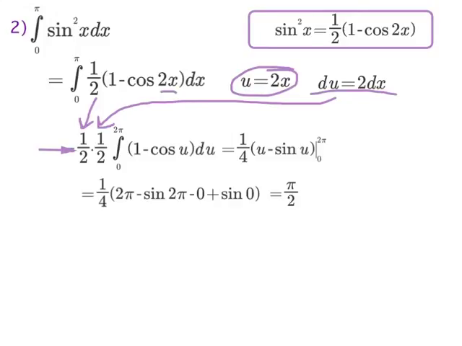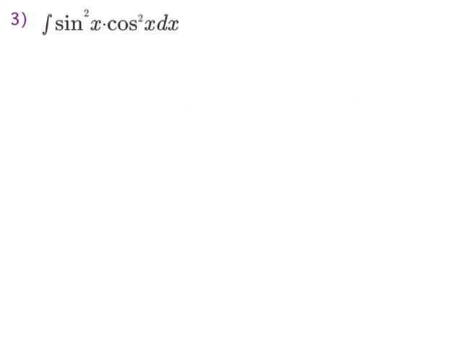Let's look at another example. Okay, so for number 3, I want to do the integral of sine squared x times cosine squared x dx. Okay, and the main rules are that if there's an odd power, you save one of those terms. These are both even, so we're going to follow that third rule.